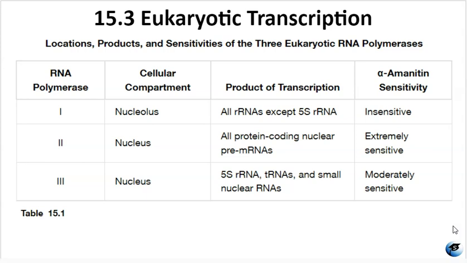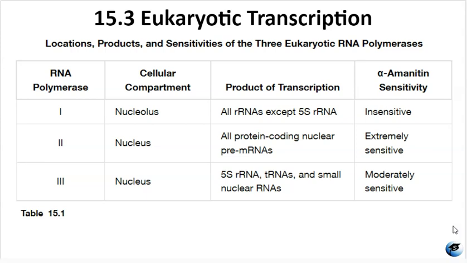RNA polymerase 2 is situated in the nucleus and transcribes protein-coding nuclear pre-mRNAs. Eukaryotic pre-mRNAs undergo extensive processing after transcription, but before translation, and we'll look at that also. The term mRNA refers to mature processed molecules ready for translation in the discussion of transcription in eukaryotes.